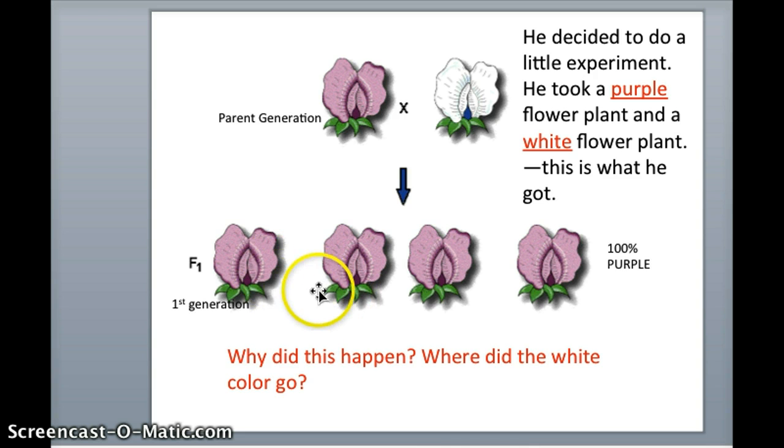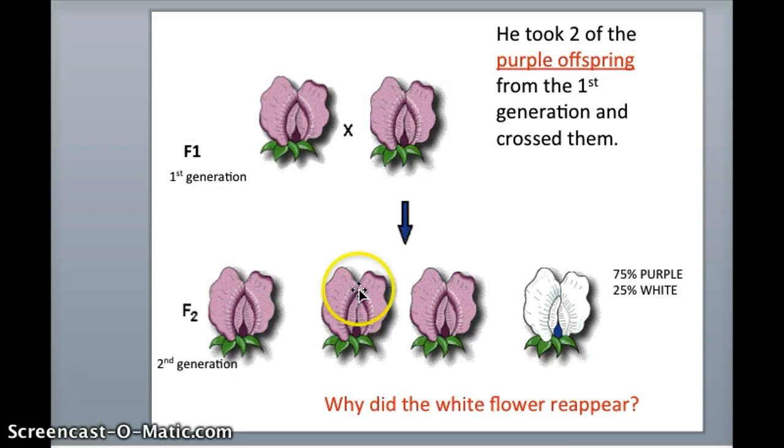And why did you think this happened? Why did the white trait not show up? And he wondered the same thing. He didn't really understand. But he decided to investigate further. So he took two of these here, and he decided to crossbreed these and see what would happen. So when he did that, let's see. Okay, so he took two of those purple plants and he crossbred them, and this is what he got.